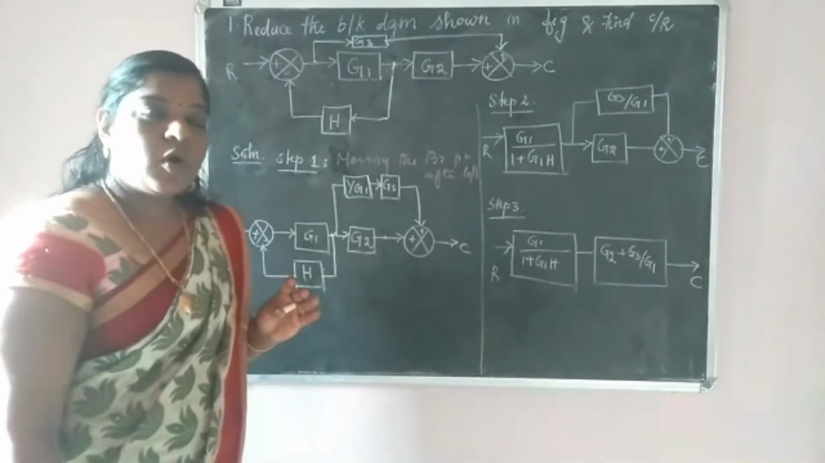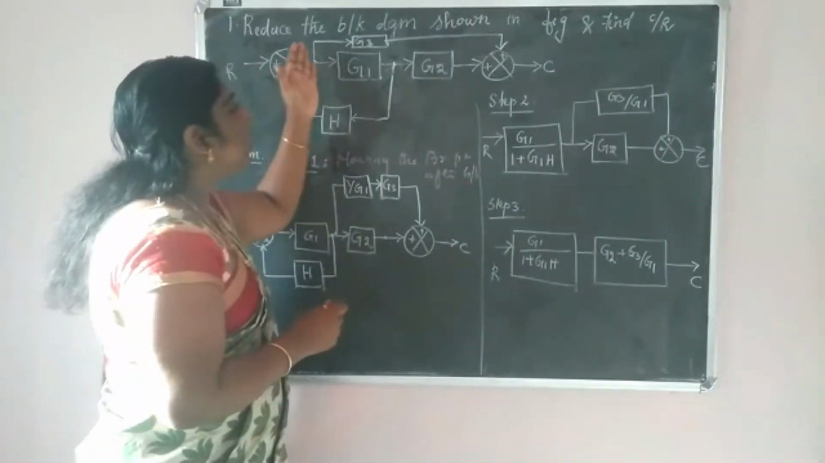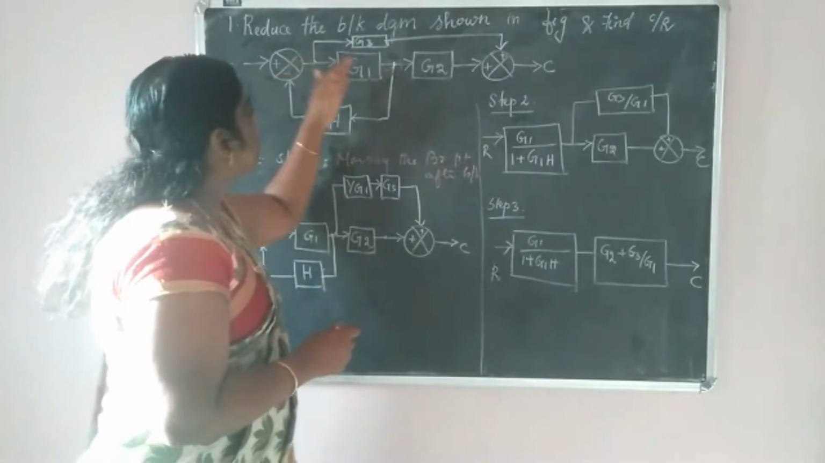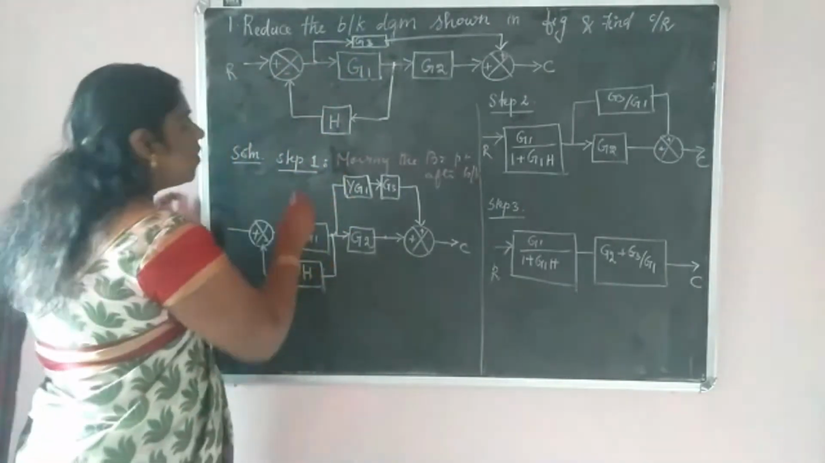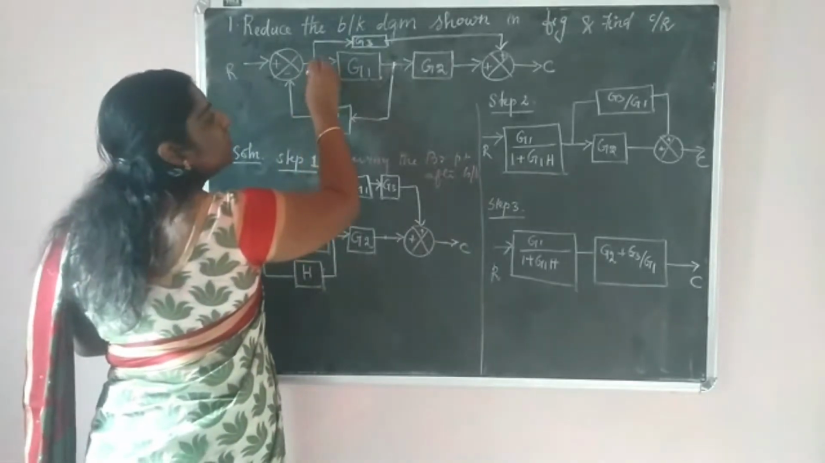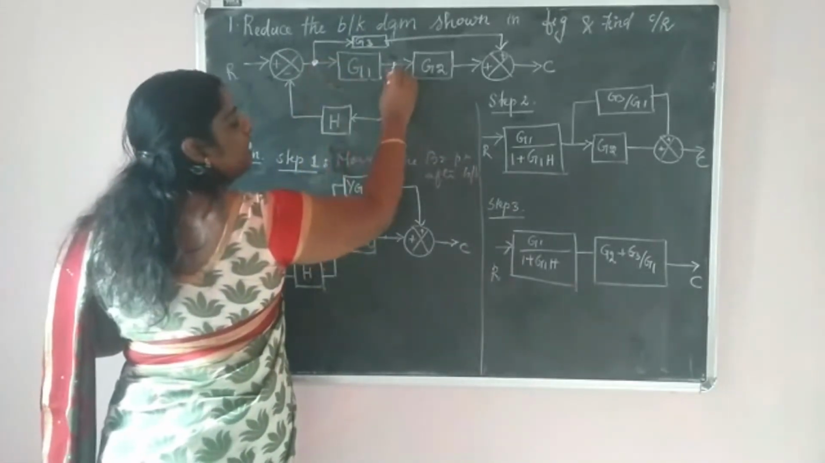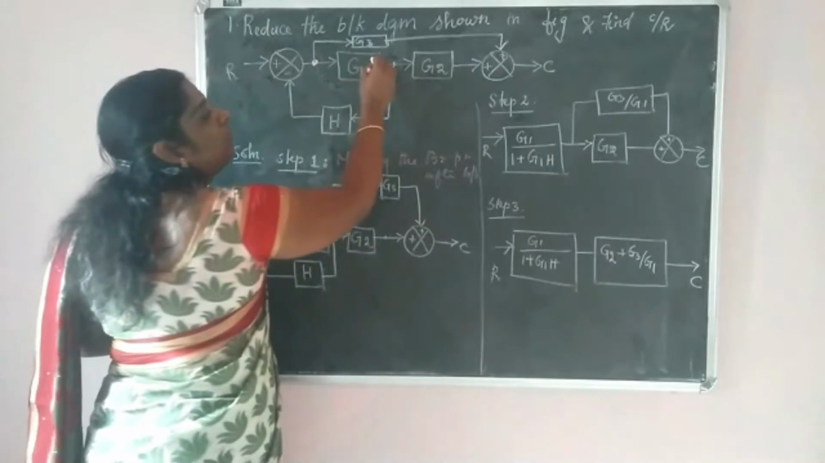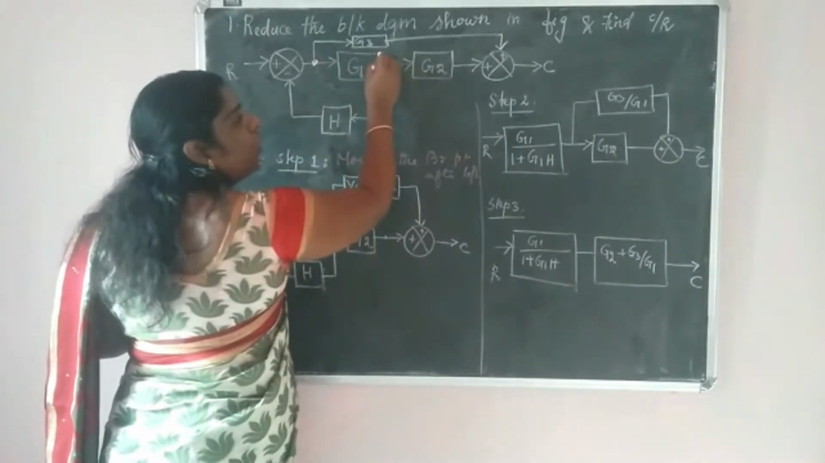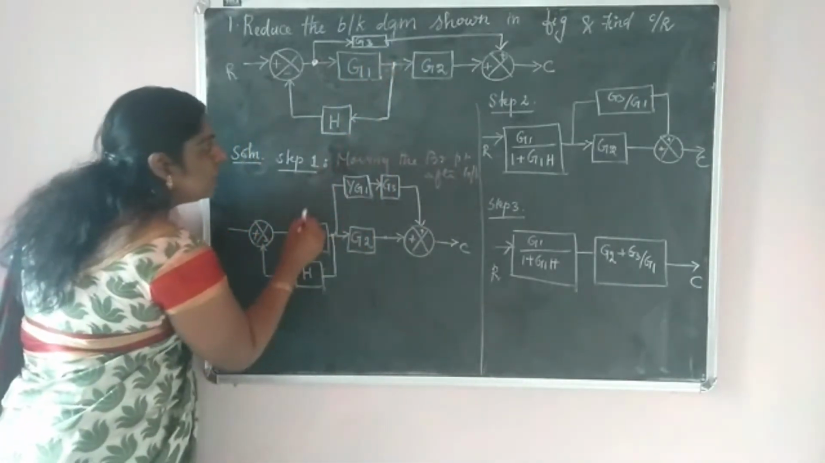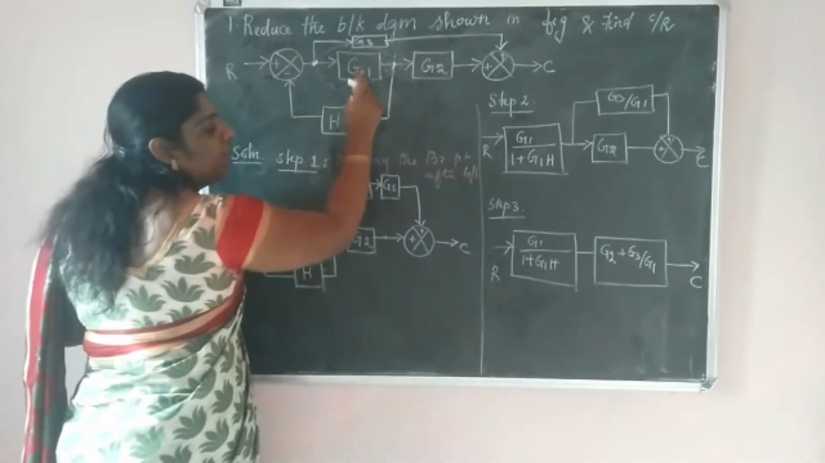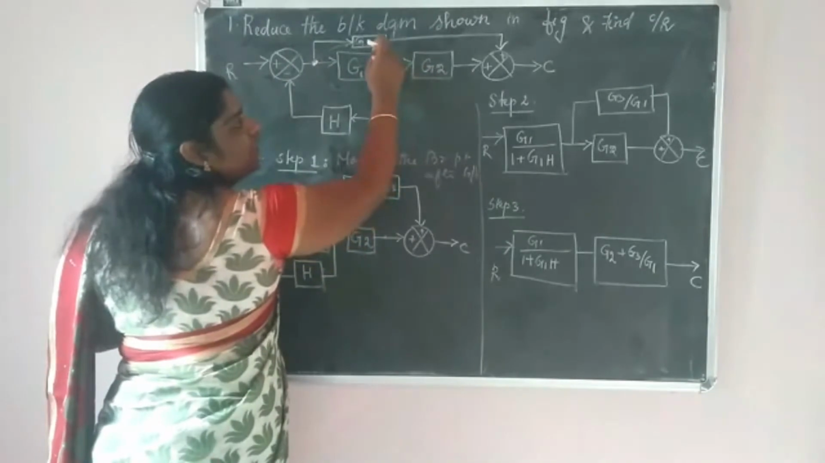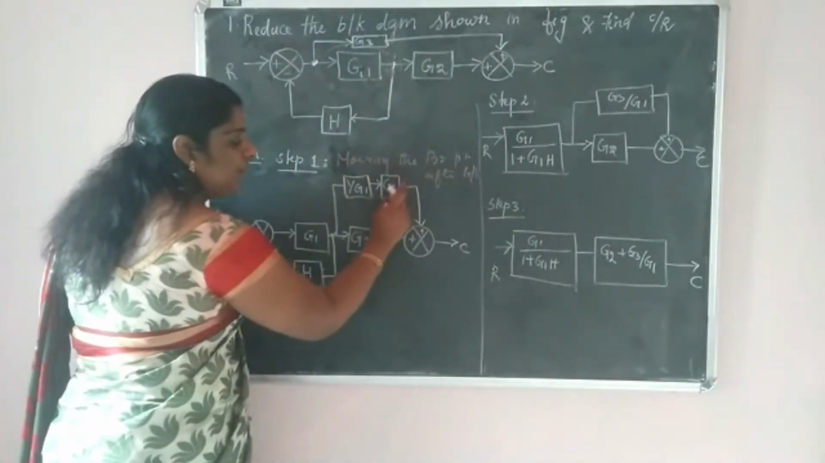So what is the rule for moving after the block? In whichever block we are moving the branch point, we have to take the reciprocal of that block. So I am moving this branch point towards here, so I have to take the reciprocal of this block. So here I have taken 1 by G1 into G3. That value can be noted here.